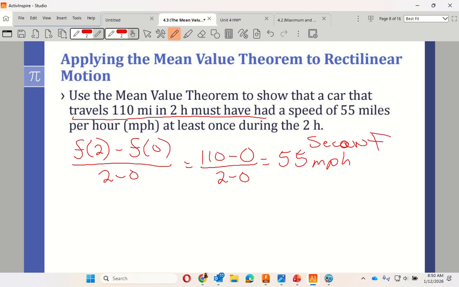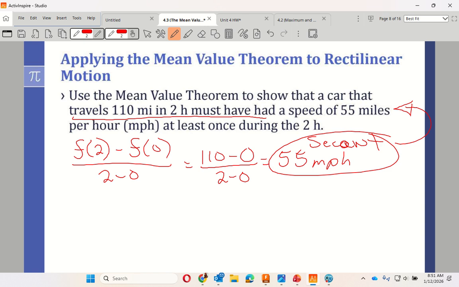So here my secant line is already equal to this. So therefore it's already there. So this one was probably a little bit easier. But you had to look at it and find your values to get the slope of your secant line and show that it's equal to whatever they were asking for. So it must go at least 55 miles an hour at some point.